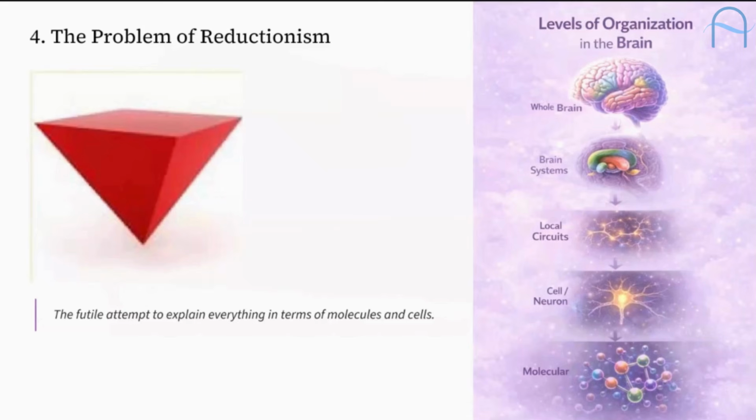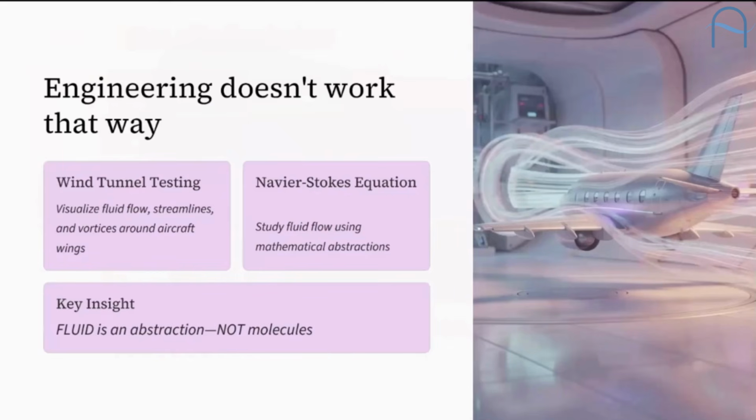One more reason why the brain is so complicated is the problem of reductionism. That is, in biology, people like to explain everything in terms of the smallest constituents. Reduce everything to the smallest constituents, which are cells and molecules. Whereas in engineering, we don't make that mistake, right? When you look at the brain from an engineering point of view, there's no need to explain everything in terms of the smallest constituent, which is single neurons.